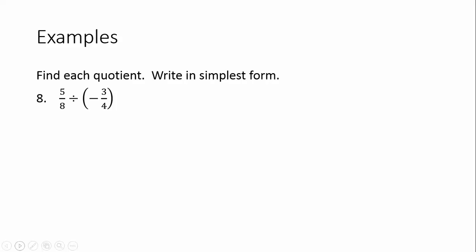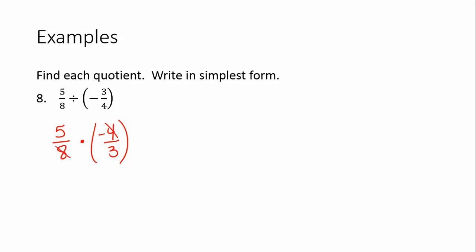Still dividing fractions, but now we are incorporating negative fractions as well, and our rules still apply for multiplication of signed numbers. We have a positive divided by a negative, so you just need to remember at the end your answer should be negative. So this becomes 5/8 times -4/3. And you can still cross cancel.